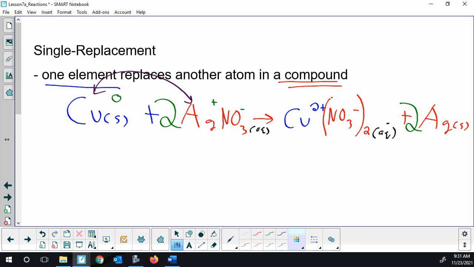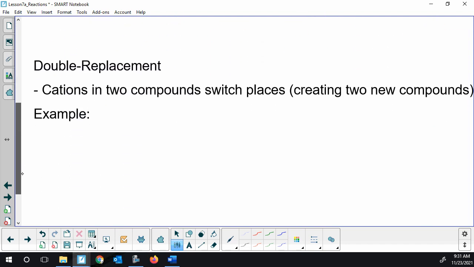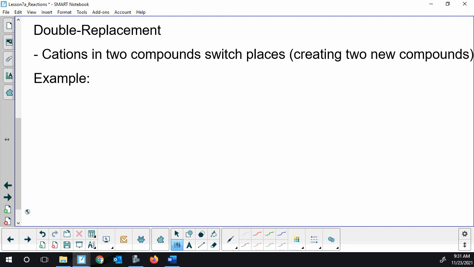So that's a single replacement reaction. I'm going to jump right into a double replacement because they're the exact same formatting, but we have to do 2 switches instead of 1. We don't have any elements now in double replacements. Okay. Cations in two different compounds both switch places.